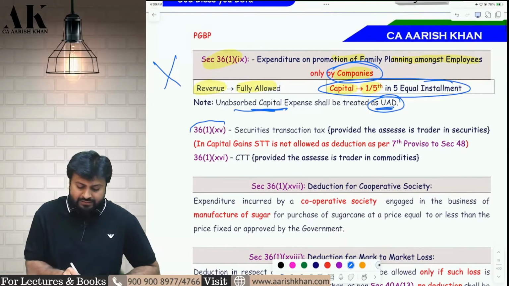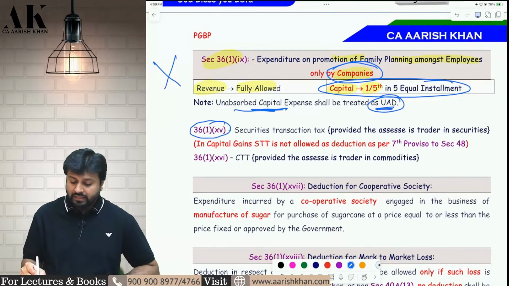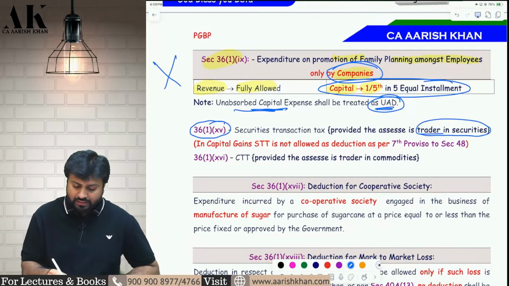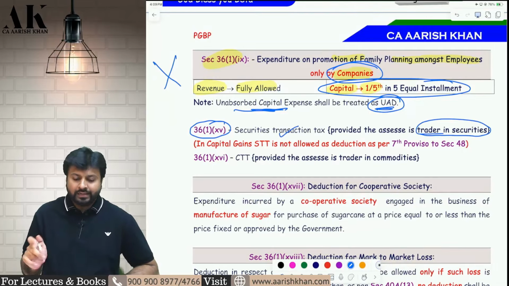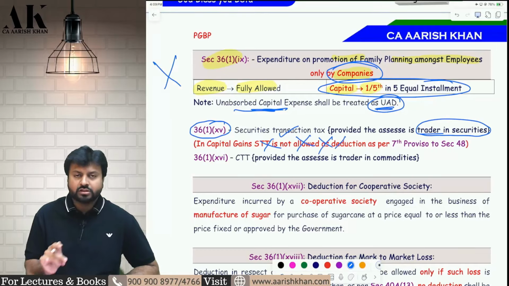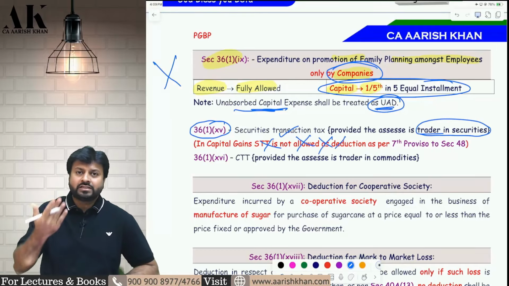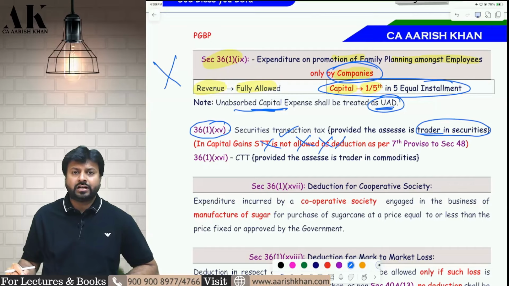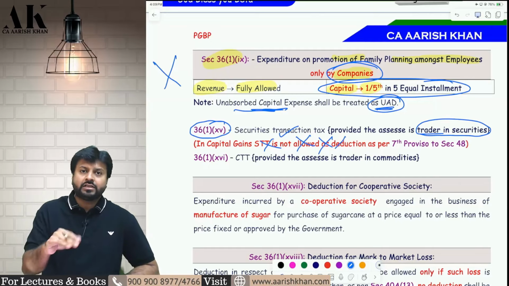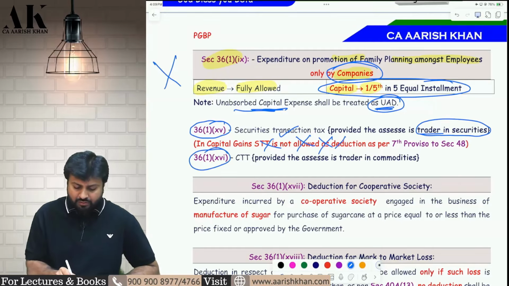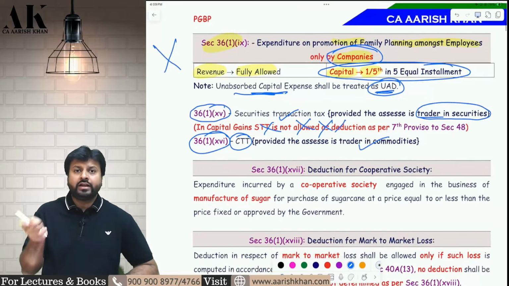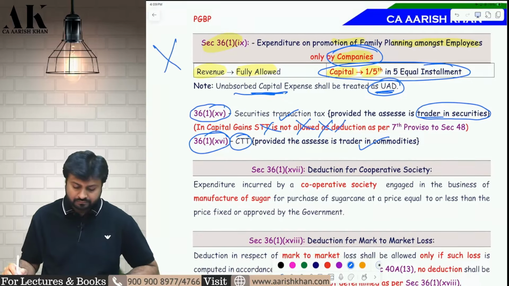Next, whether I will get a securities transaction tax deduction? Yes. If you are a trader in security, then you can claim securities transaction tax. Under capital gains, you are not going to get the deduction of securities transaction tax. If you are an investor in security, you are not going to get the deduction under capital gains for STT. But if you are a trader in security, you can claim. Next. So what about commodity transaction tax? Again, if you are a trader in commodity, you can get the deduction.